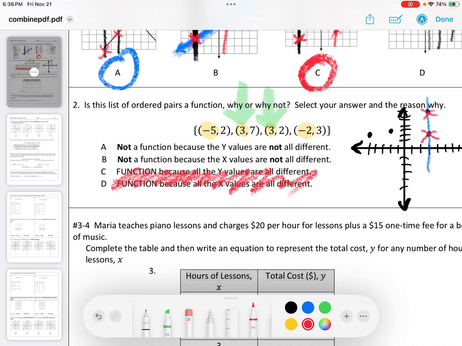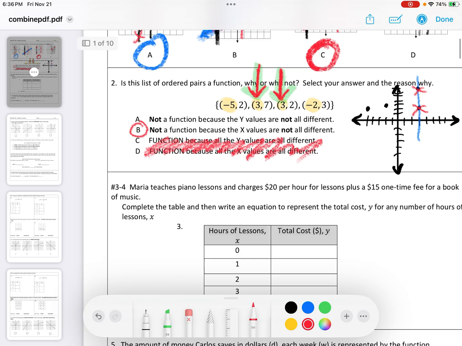Not a function because the y values are not all different. No, it's not a function because the x values are repeating. Not all different is the same thing as that they are repeating. All right, that was on the quiz too.